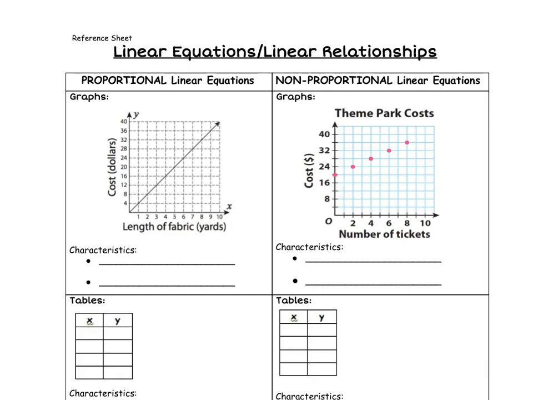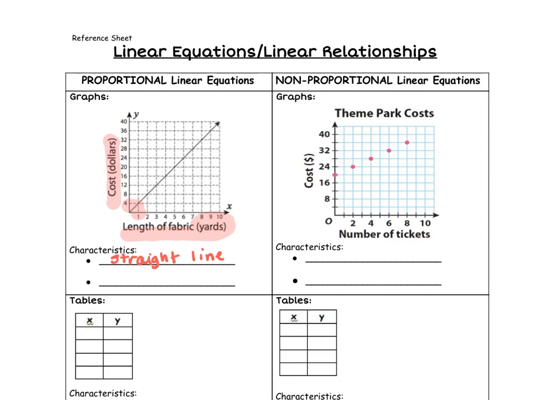As we look at this linear graph, hopefully what we notice first is that it's a straight line. So we're talking about the length of fabric and the cost in dollars. So yards in particular, if I bought 1 yard of fabric, it looks like it would cost $4. So the very first thing we want to write is that we notice there's a straight line. And since the word linear has the word line in it, that is referring to a straight line. So both proportional and non-proportional linear relationships make a straight line.